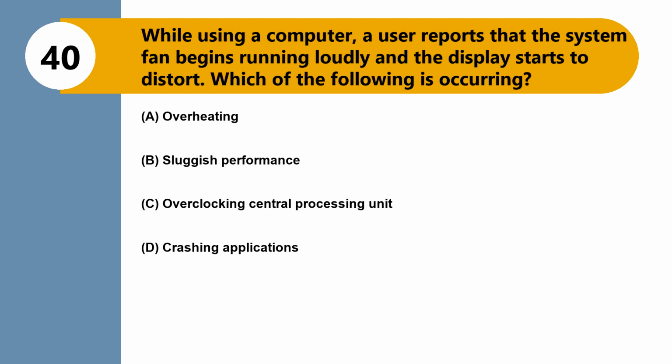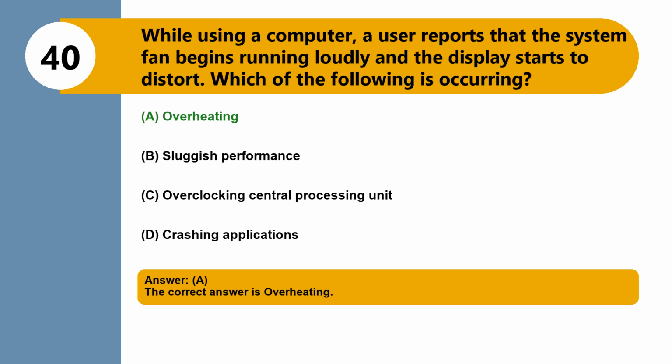Question 40. While using a computer, a user reports that the system fan begins running loudly and the display starts to distort. Which of the following is occurring? Option A, overheating. Option B, sluggish performance. Option C, overclocking central processing unit. Option D, crashing applications. The correct answer is option A, overheating.